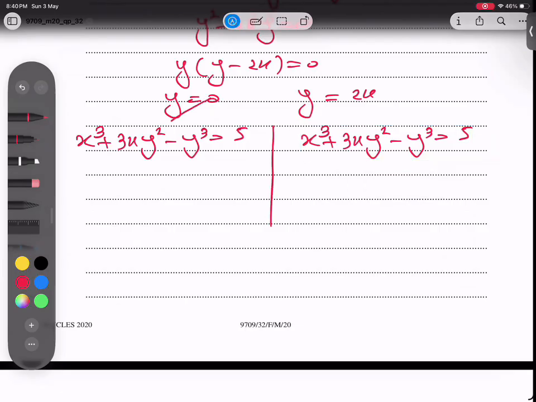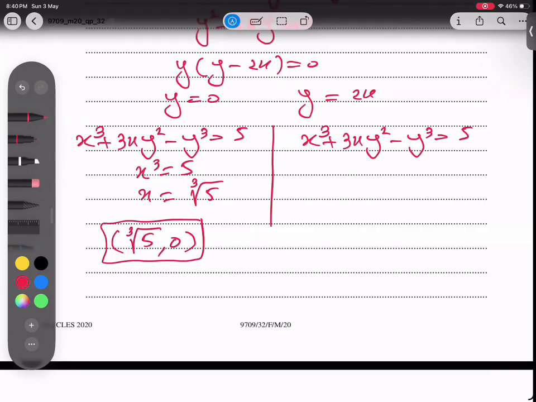Now students, check it. If I plug in y equals 0 here and here, what am I getting? x cube is equal to 5. I think that is very clear. Now I will take the cube root. This becomes the cube root of 5, and we have the y value. So we got a stationary point. The point we are asked for is (cube root of 5, 0). We have done it.